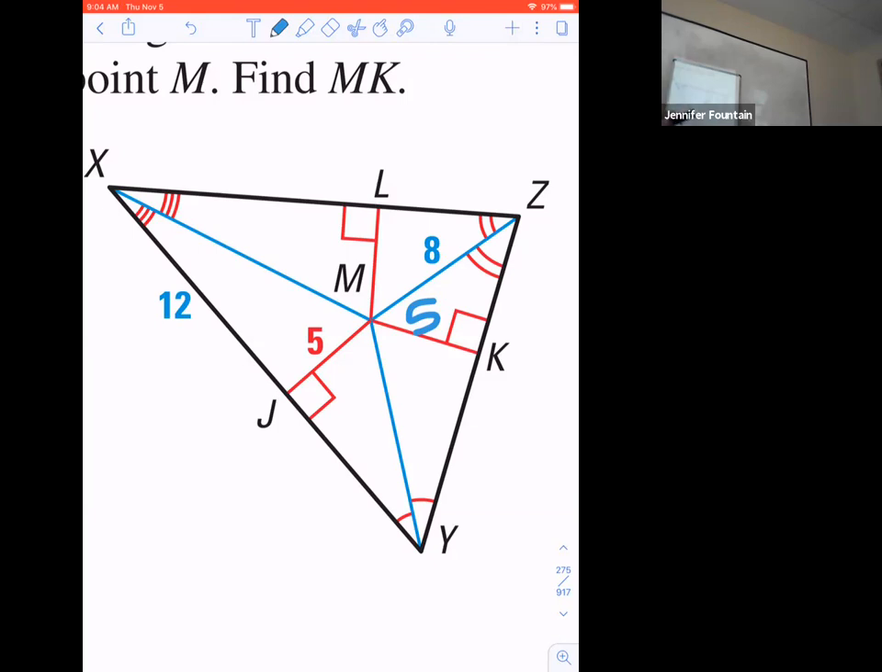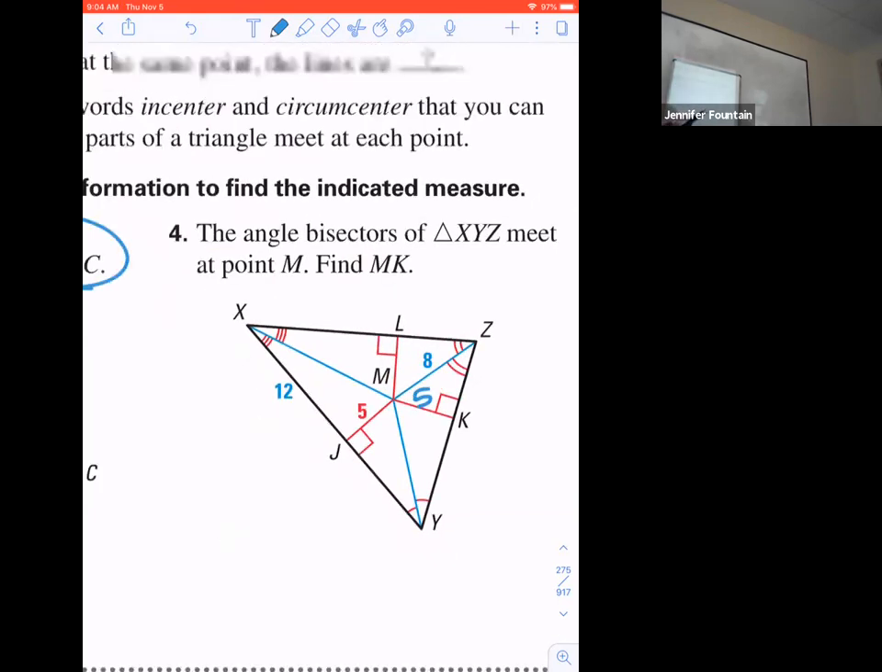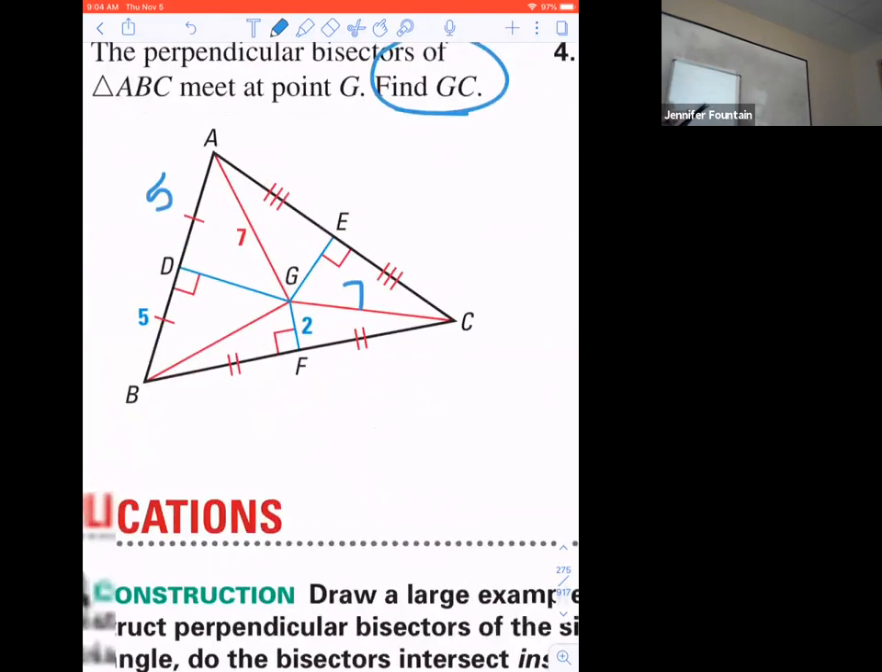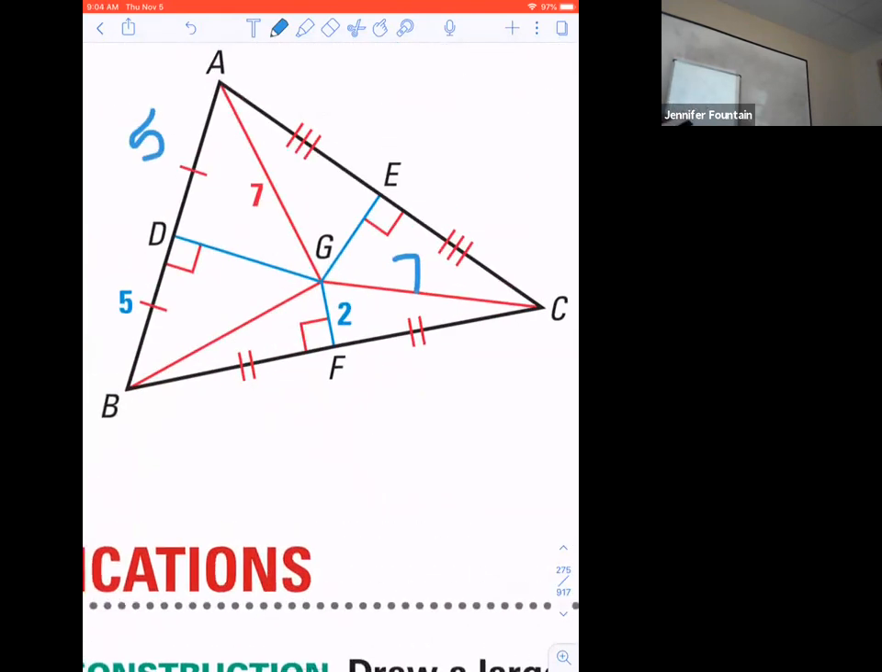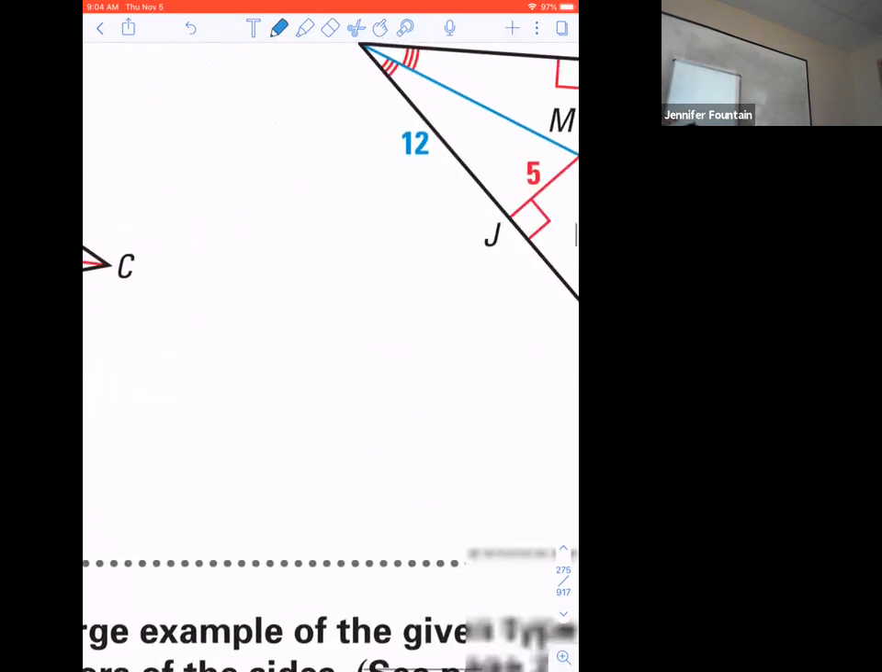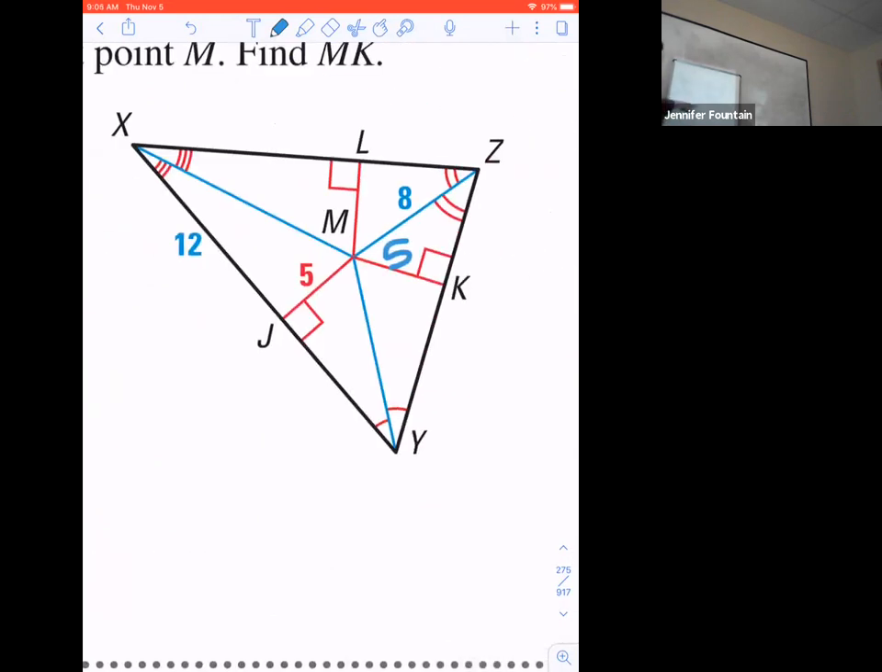Now notice in the first one we did, our red lines that go from the vertex to the center, that was equidistant. Now here, when we're going from the side to the center, when we're doing our perpendicular bisector, that is where it's going to be equidistant. Okay.